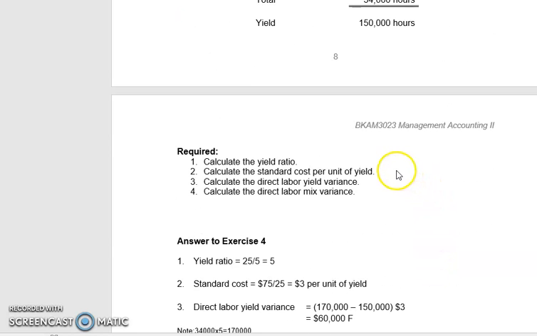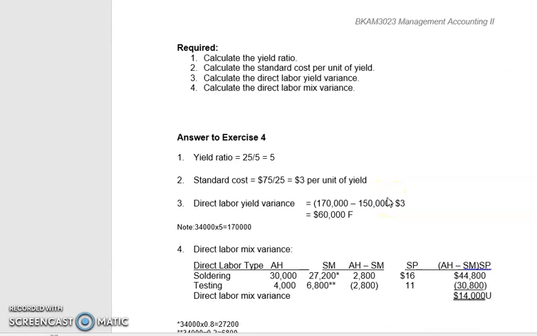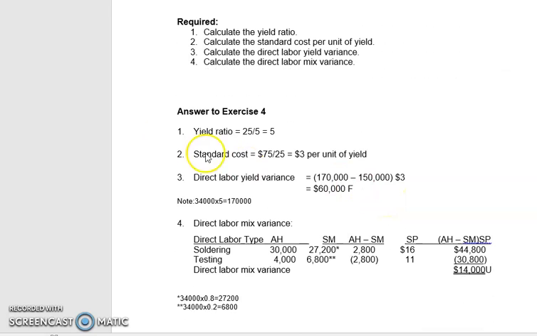So the requirement is the same: yield ratio, standard cost per unit of yield, direct labor yield variance, direct labor mix variance. The yield ratio, 25 over 5, we got 5. The standard cost, we got 3 per unit of yield. Direct labor yield variance, we got 60,000 favorable. So this is the working.